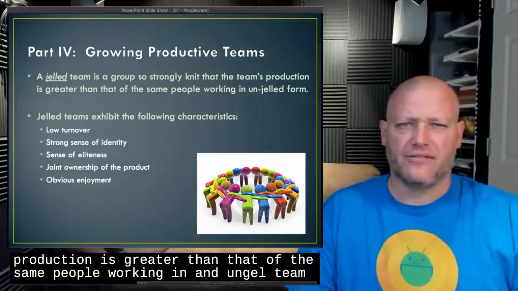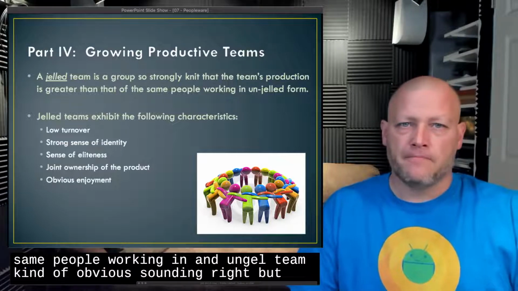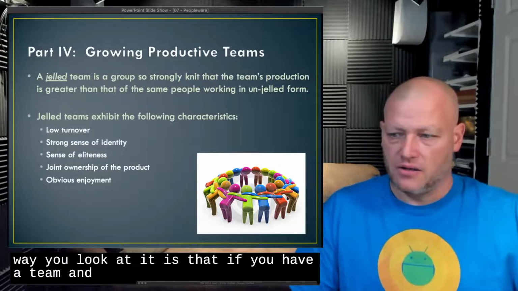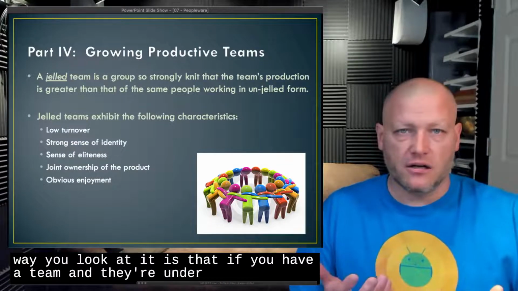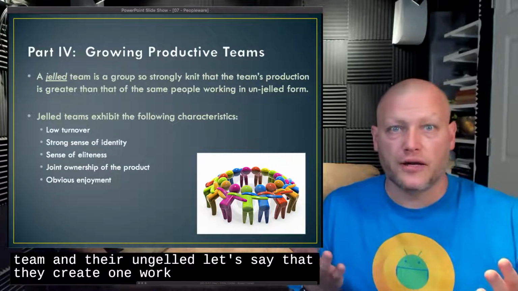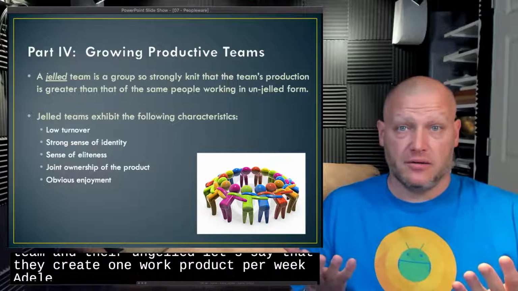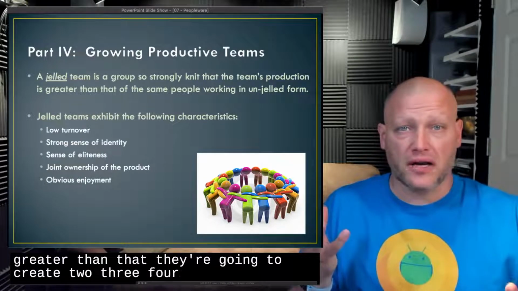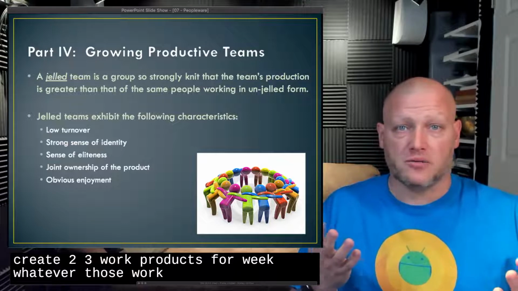Kind of obvious sounding, right? But the way to look at it is that if you have a team and they're ungelled, let's say that they create one work product per week. A gelled team, they're going to have greater than that. They're going to create 2, 3 work products per week, whatever those work products may be.